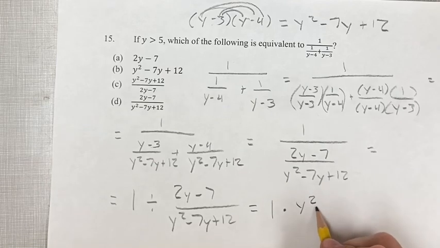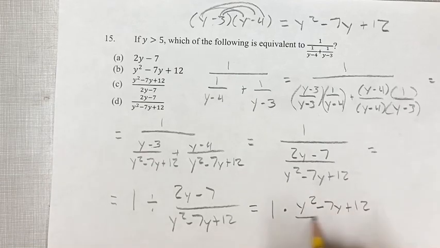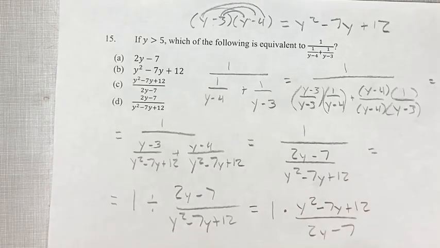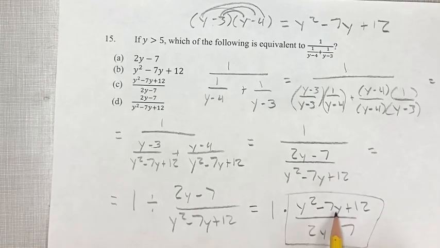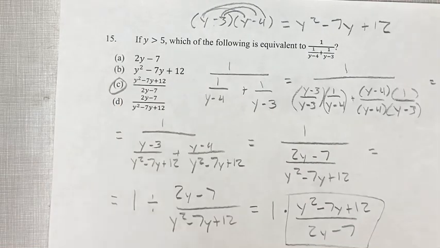1 times y squared minus 7y plus 12 over 2y minus 7. 1 times anything is just the thing itself, so our final answer is y squared minus 7y plus 12 over 2y minus 7, which means C is going to be your final answer.